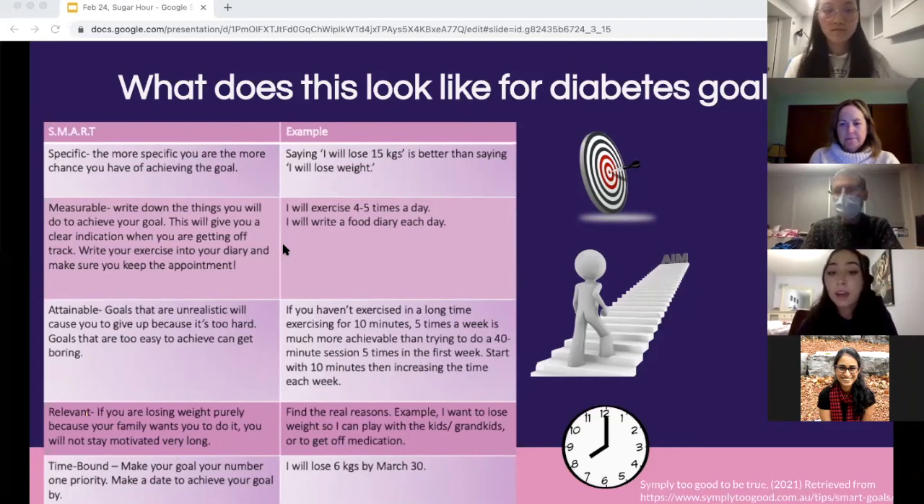And then again, finally, the idea of it being time bound. So having dates in mind. Something like I will lose 6 kilograms by March 30th is more helpful than saying I will just lose 15 kilograms. So putting a date in mind is, of course, super helpful. And like I said, there are various goals that you could apply this model to.